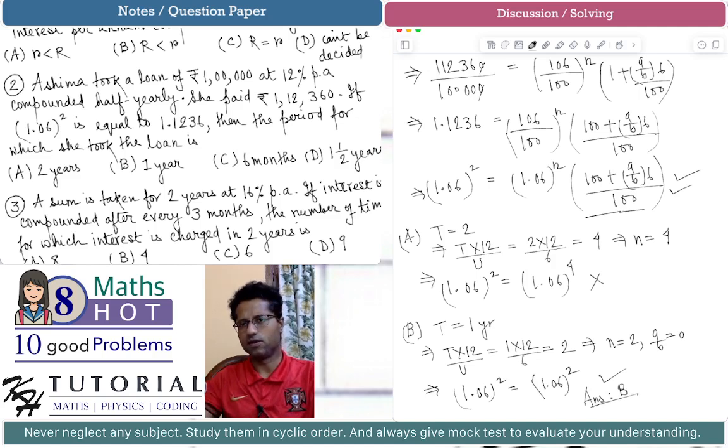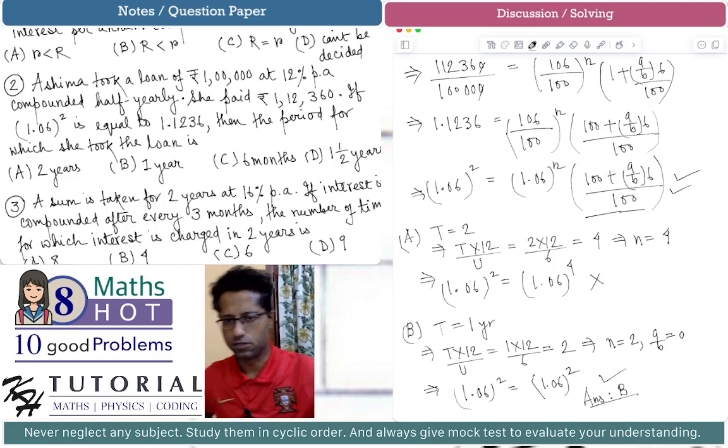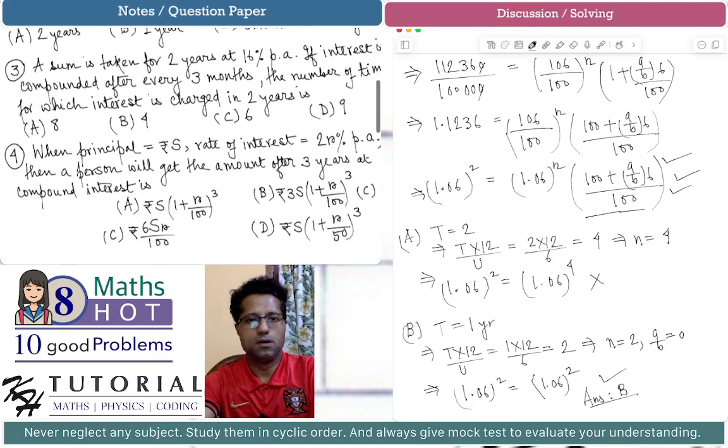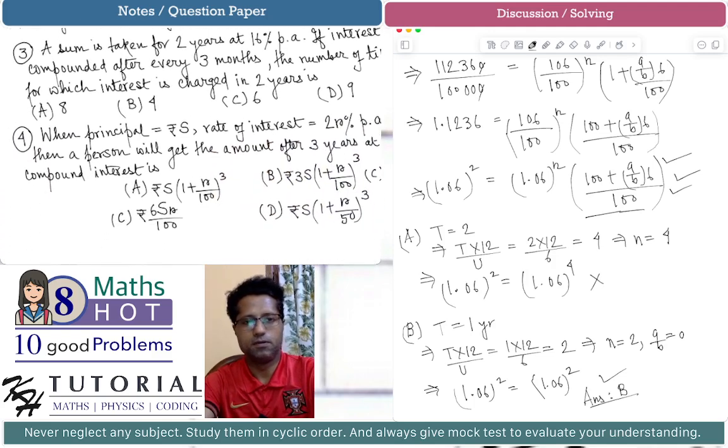So this is a kind of reverse calculation, where we are validating which of the given possible choices can be the answer. From this equation, it was difficult for us to find out what is small n and a by b, because we need small n and a by b to find the value of t. Okay, let's do problem number 3.